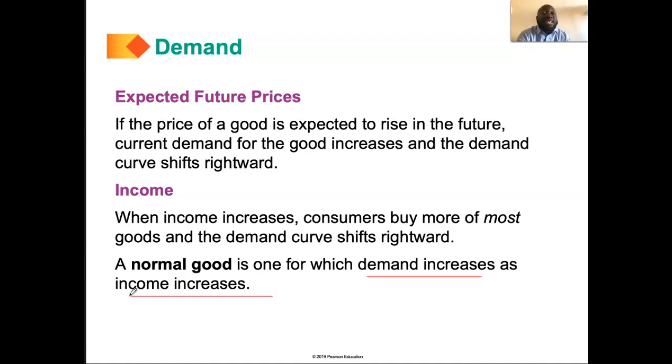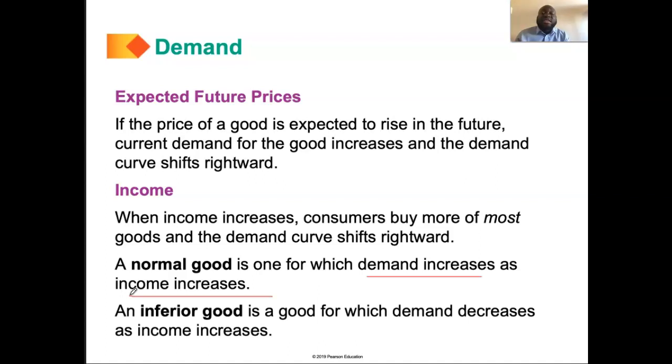Another example is appliances or gadgets or electronics. The more money you have, the more electronics you decide to buy, okay? So in that sense, the demand increases as income increases. Likewise, the demand decreases as income decreases, okay? And then we have an inferior good, okay? So an inferior good is a good for which the demand decreases when income actually increases, okay? So you buy less of the good as your income increases.